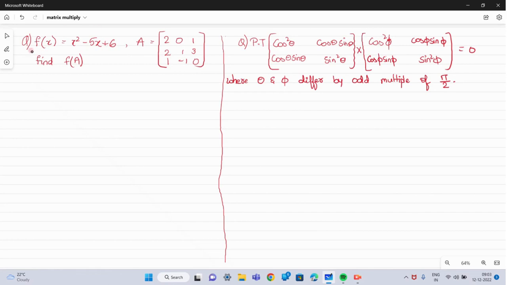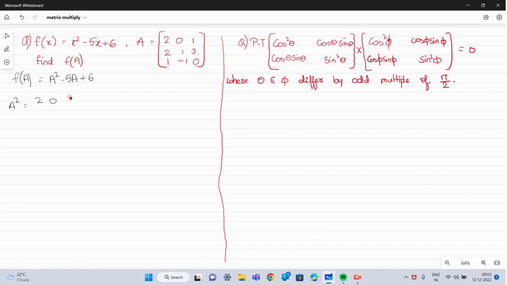In this question, f of x is given, a matrix A is given, and we need to find f of A. Just substitute the matrix A in the place of x. You'll get f of A is equal to A square minus 5A plus 6. First, we need to find A square.